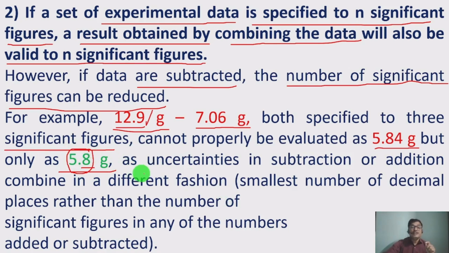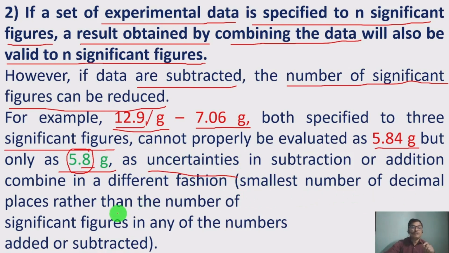Then, uncertainties in subtraction or addition combine in a different fashion. Here, what are the uncertainties? This is addition and subtraction combined in a different fashion. And what is the rule there?